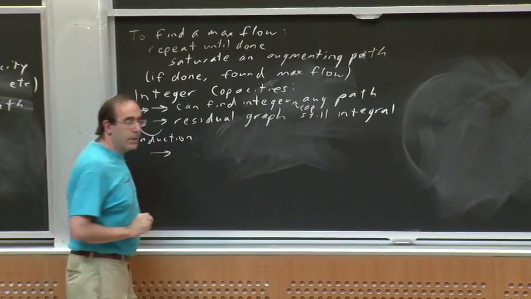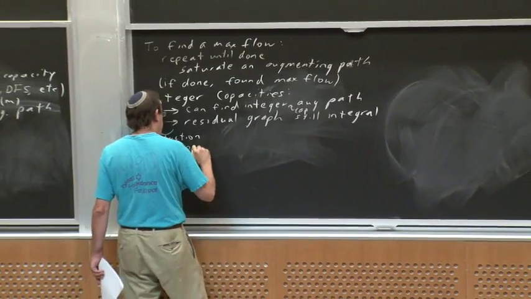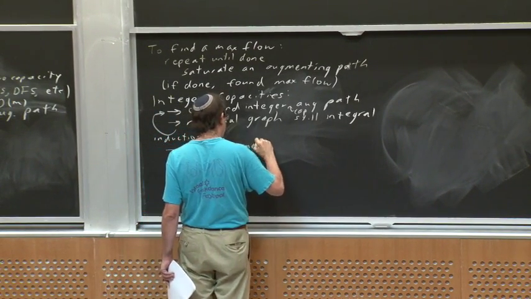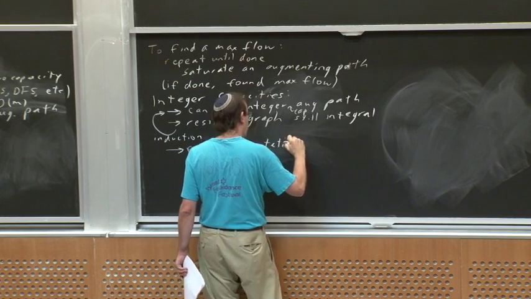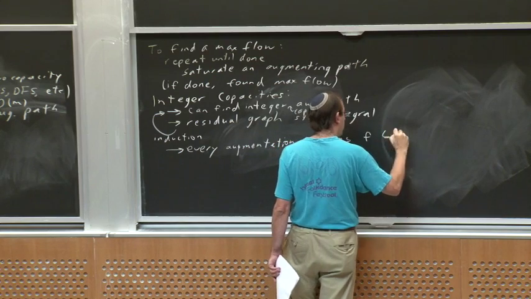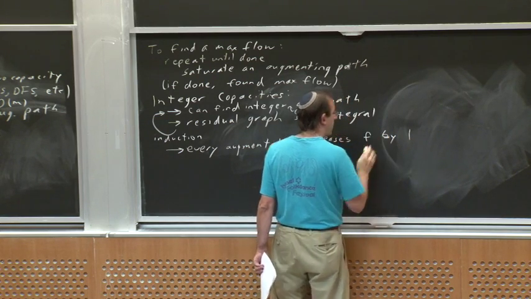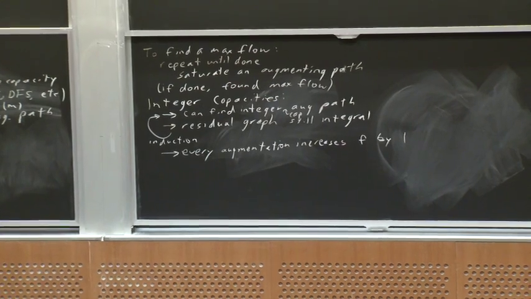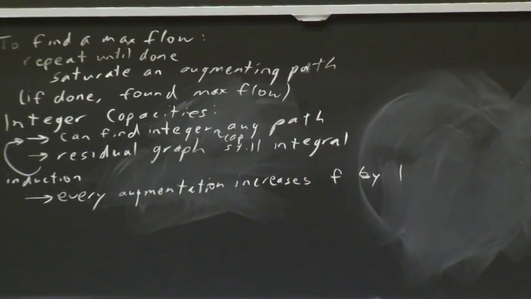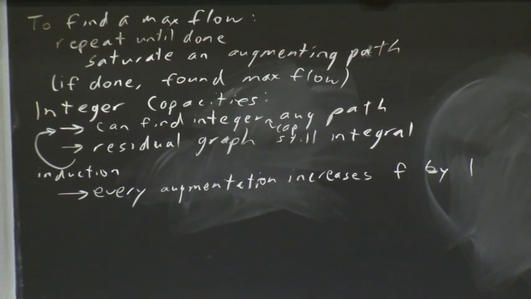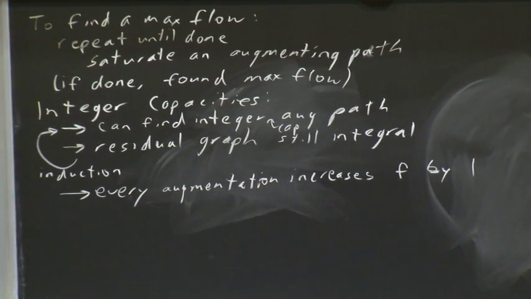So what's the consequence of that? As somebody already said in the class, every augmentation increases f by 1. And I'm going to be lazy and use f both to denote the flow and the value of the flow. If you know Haskell or something, you can do type inference in order to know what I'm talking about. So we're increasing the flow by at least 1 every time.